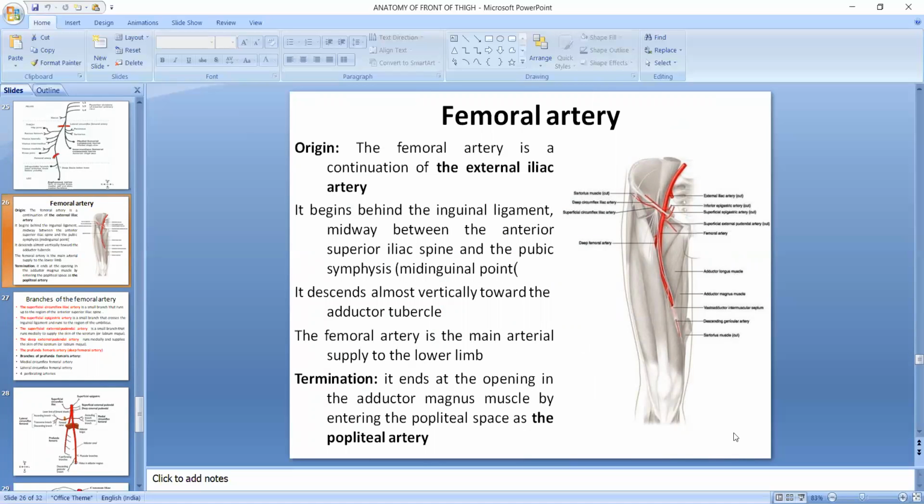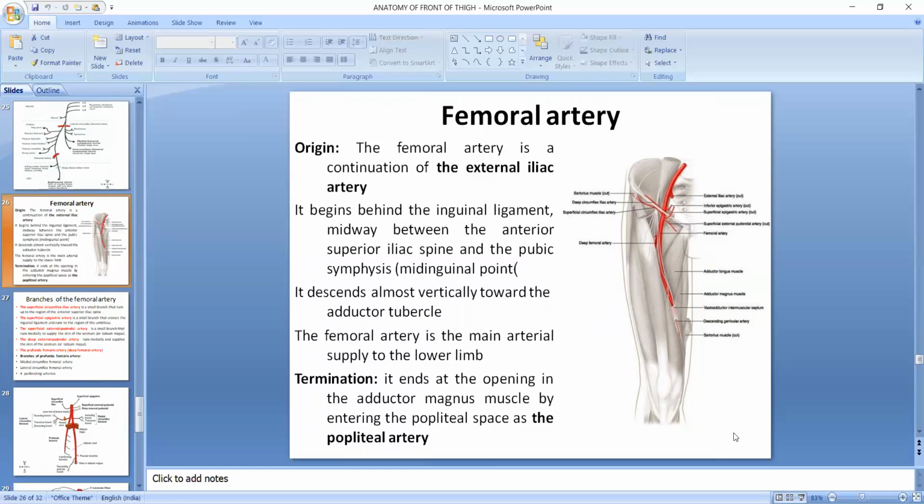Now we are discussing the femoral artery. The femoral artery has an origin because the femoral artery is a continuation of the external iliac artery. It begins behind the inguinal ligament midway between the anterior superior iliac spine and the pubic symphysis, at the mid-inguinal point. It descends almost vertically towards the adductor tubercle, and the femoral artery is the main arterial supply to the lower limb.